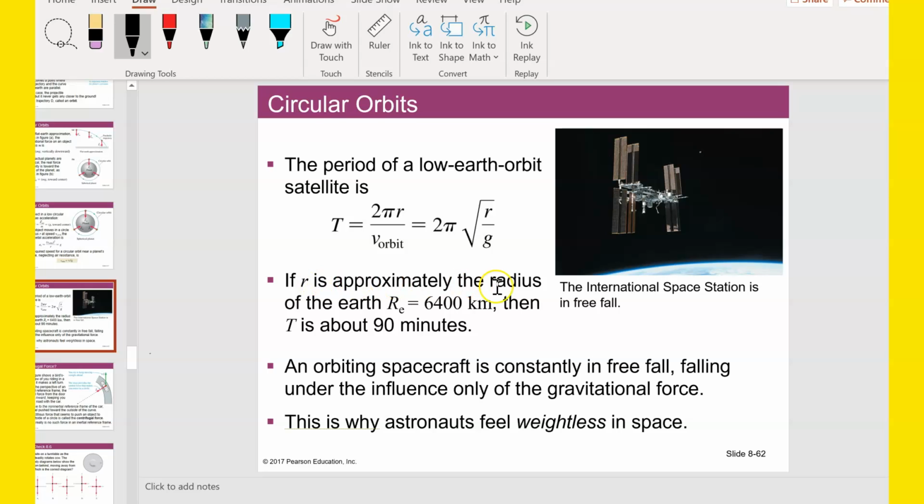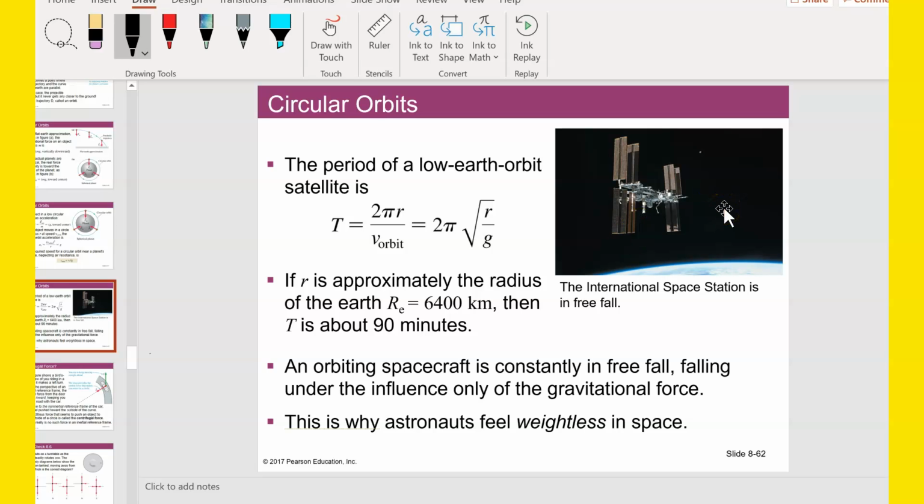If r is approximately the radius of the Earth, in other words, it's a low circular orbit, where the distance of the satellite from the center of the Earth is low, if the satellite is close enough to the surface of the Earth, then it's approximately equal to the radius of the Earth itself, then T is about 90 minutes. In other words, the period for a satellite going around the Earth is somewhere around 90 minutes.